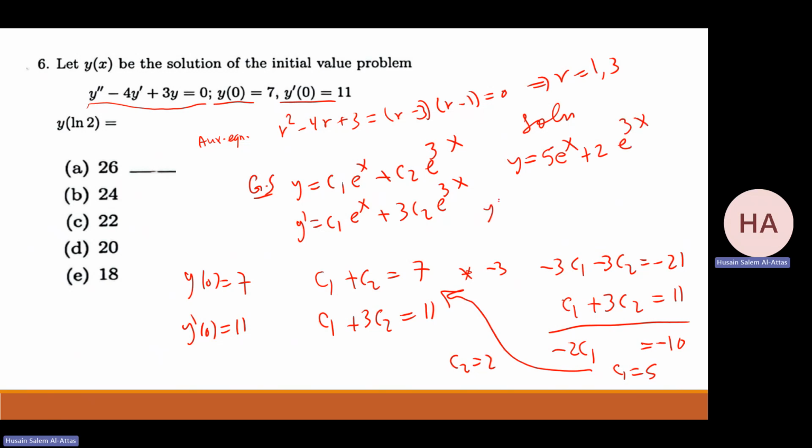Now we need to find y at ln 2. That will be 5e^(ln 2) plus 2e^(3 ln 2). That is 5 times 2, since e^(ln 2) is 2. This one will go as a power. So I have 2 times 8. So it's 10 plus 16, which is 26, which it is.